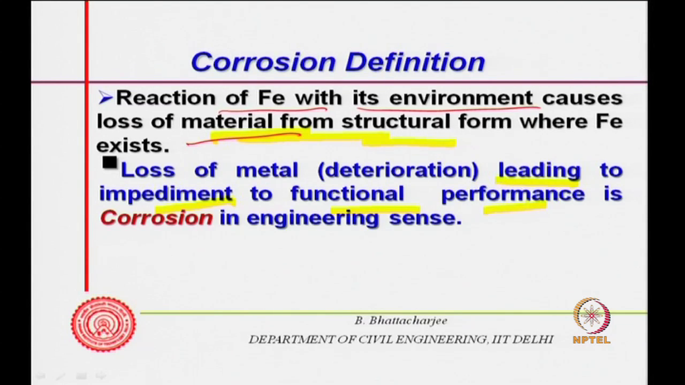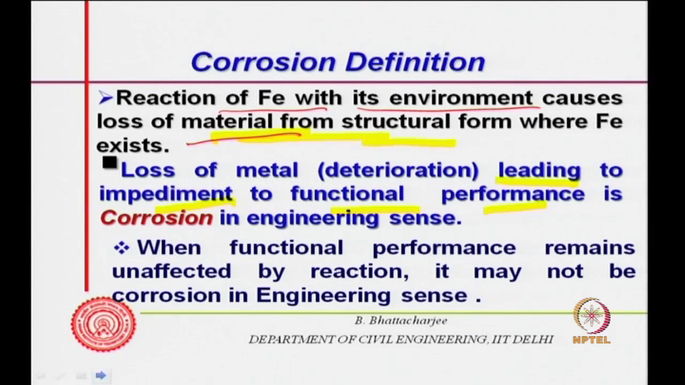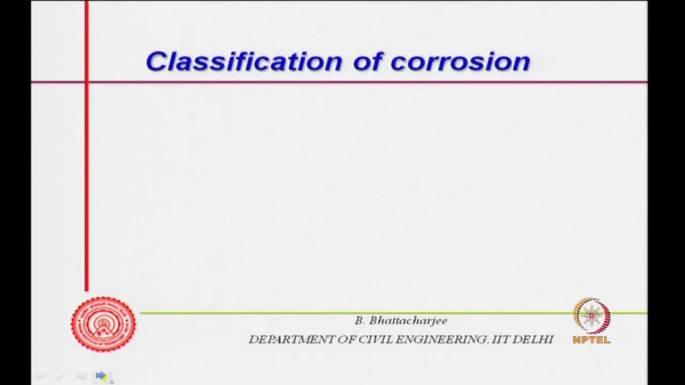So, functional performance is important. A little bit of loss of metal, if it does not create any problem as far as functional performance is concerned, I would not call corrosion in engineering terms. When functional performance remains unaffected by the reaction, it may not be corrosion in the engineering sense. Some small, slow loss, at a very low rate, I may not really call a corrosion process. Corrosion is important when there is a loss in functional performance. That is how we define the corrosion process.